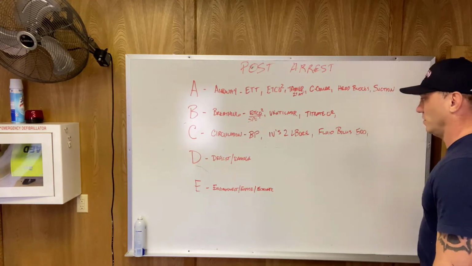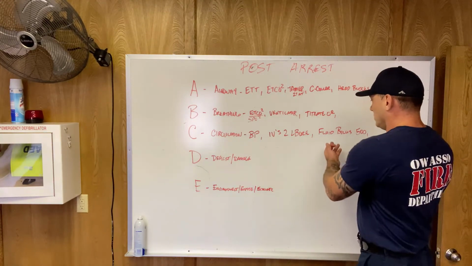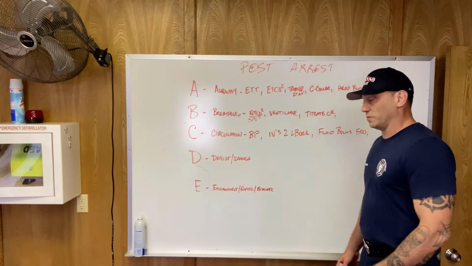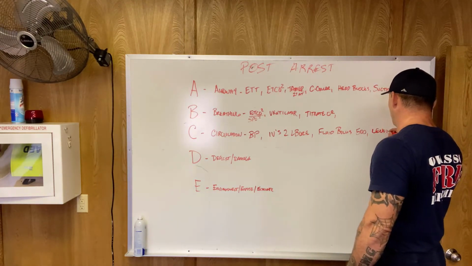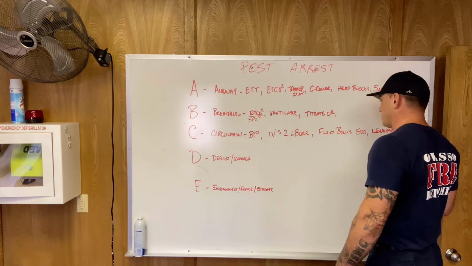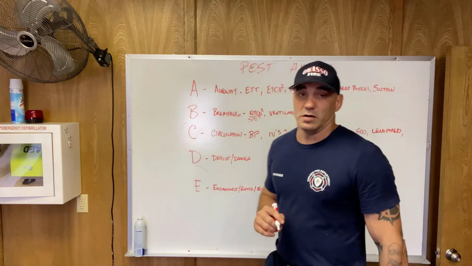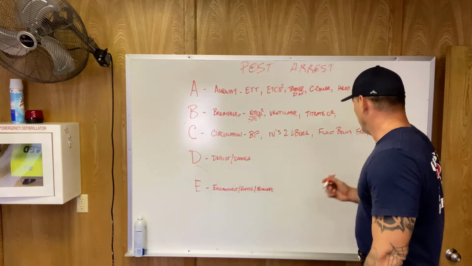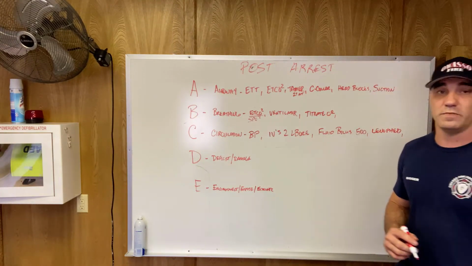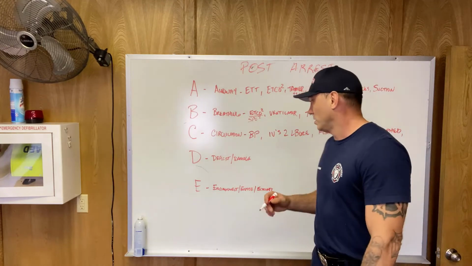Next, circulation. Addressing circulation is anything to do with the heart. Starting with blood pressure is most important. Okay, fluid bolus, and then consider Levophed. You should have watched a video a few shifts ago about Levophed, so you know how to use it. But consider using Levophed if my fluid bolus isn't working.